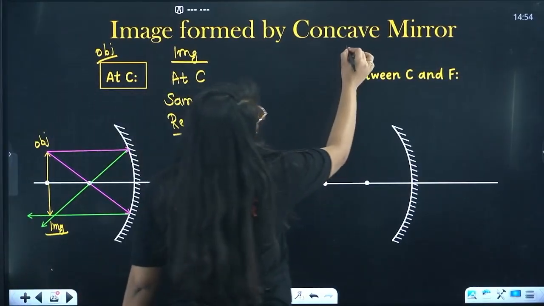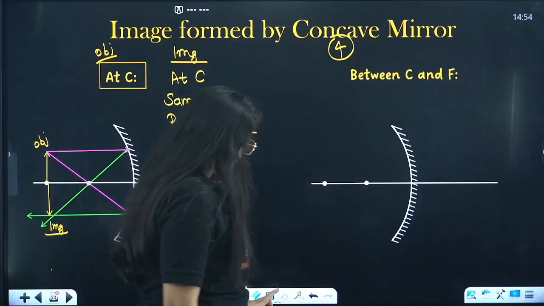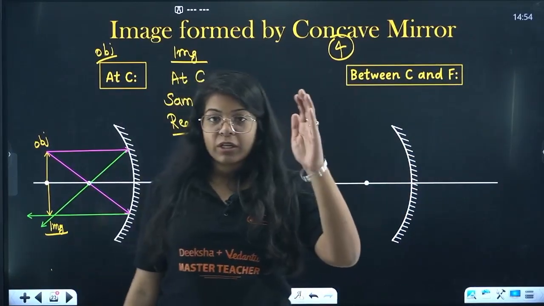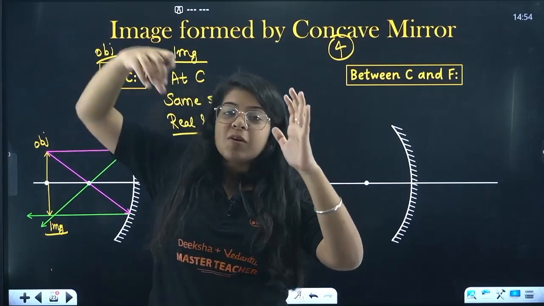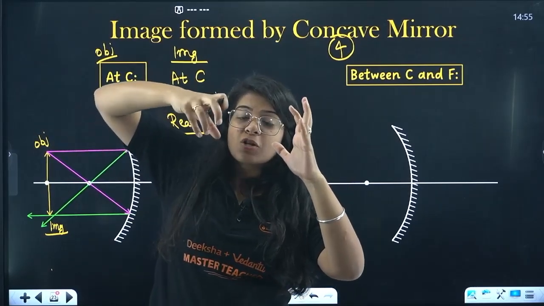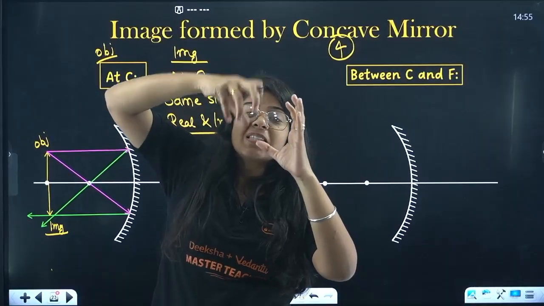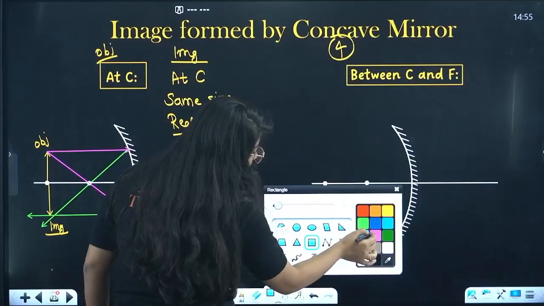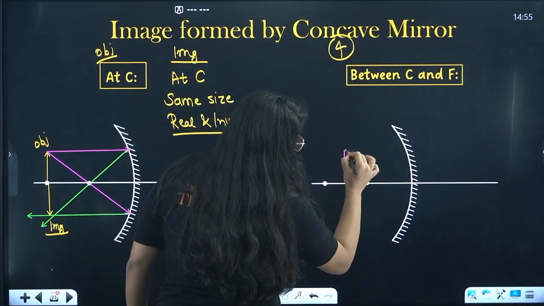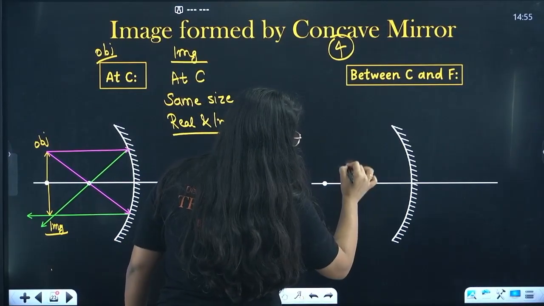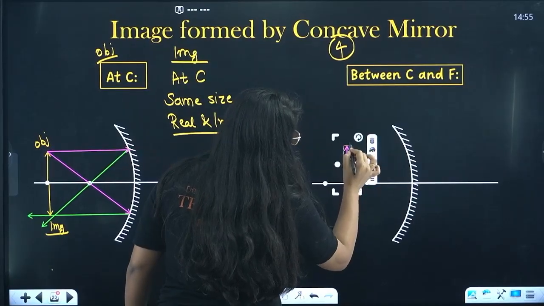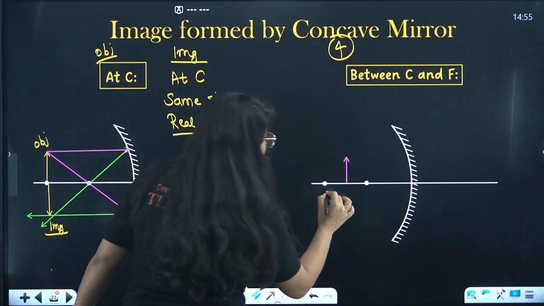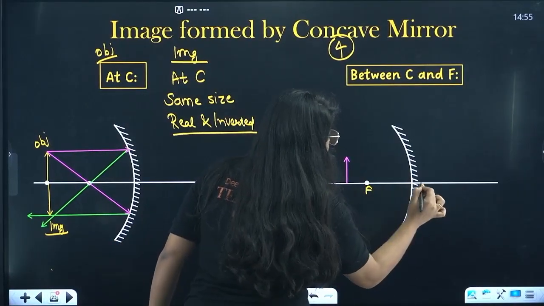Okay, let's move to our fourth case. Now in this case, the object is between C and F. Now what we did, we have a concave mirror, we placed the object at infinity, then beyond C, then we brought it closer at C, then between C and F. So now this will be my object. Understood? Done. It is between C and F, and this is your pole.